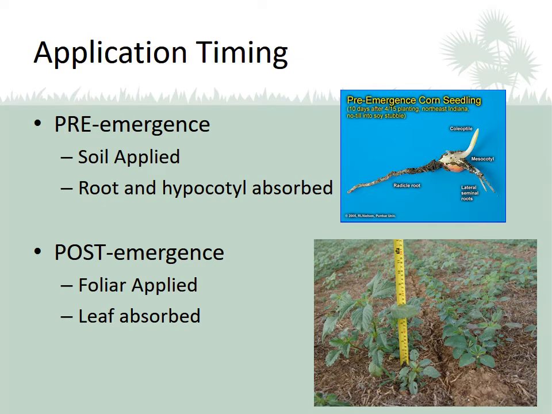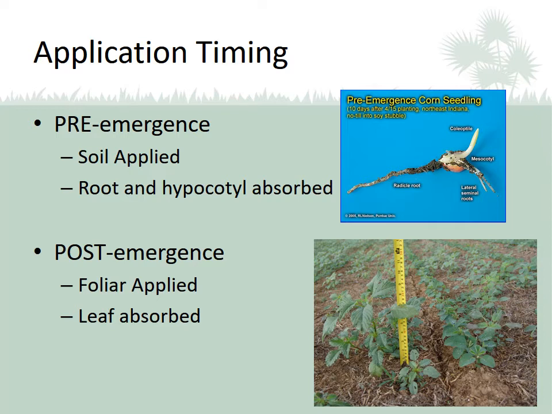Application timing refers to when the herbicide is applied. Is it applied before the weed sprouts and starts to grow, or is it applied after the weed is up and growing and you want to try to control it at that point? So generally, pre-emergent herbicides are soil applied. They're applied directly to the soil, and it's going to absorb through the root and kill the weed as it's emerging from the seed, so that it never gets a chance to start to sprout and grow.